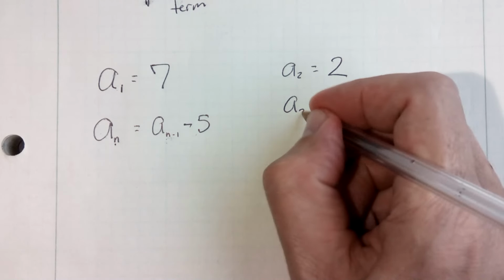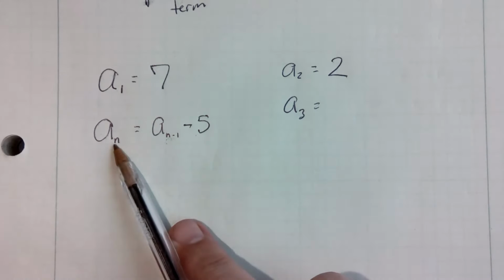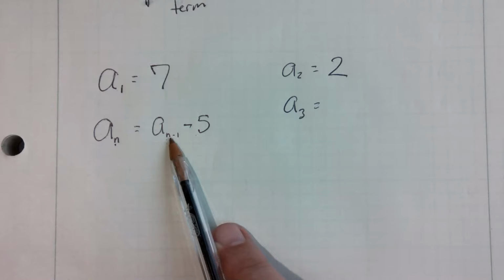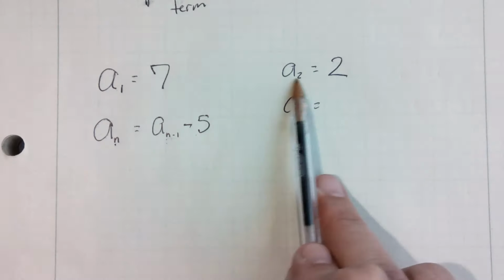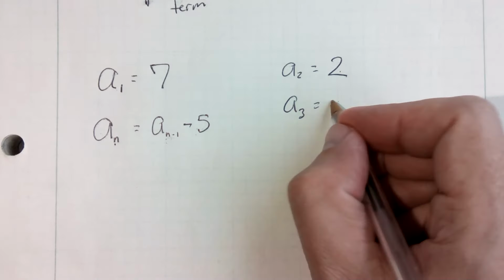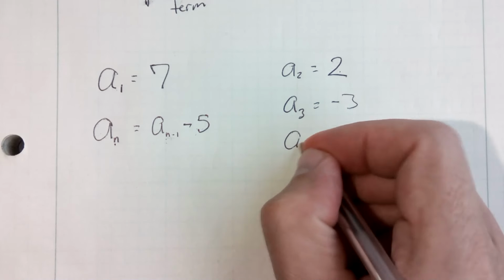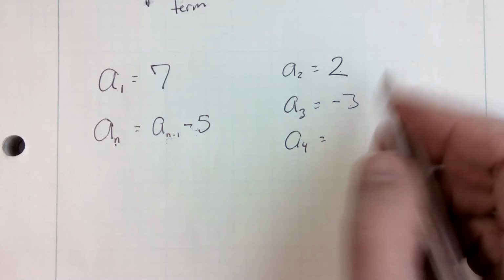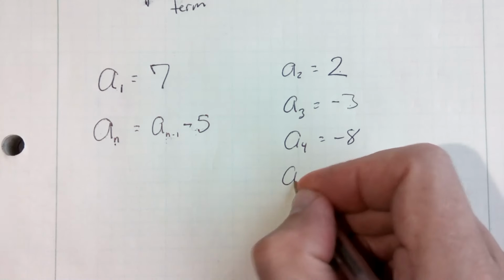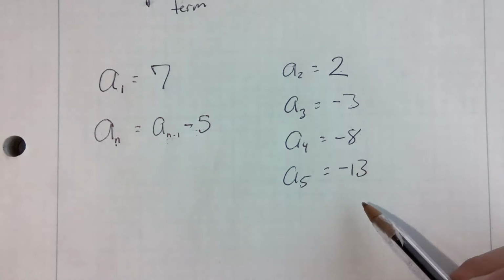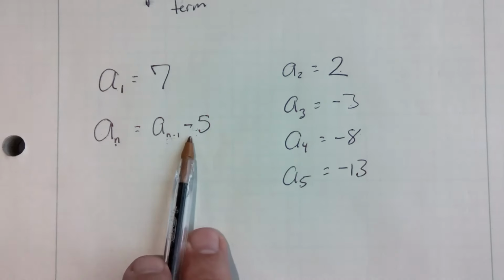a3 would be taking, 3 minus 1 is 2, so it would be taking the second term and subtracting 5 from it. So 2 minus 5 is negative 3. And then it's easy to move on from there because you just, again, take the previous term and subtract 5 from it, negative 8. a5 would be negative 13 because we're subtracting 5 from the previous term. Now, it doesn't have to be a subtraction operation.